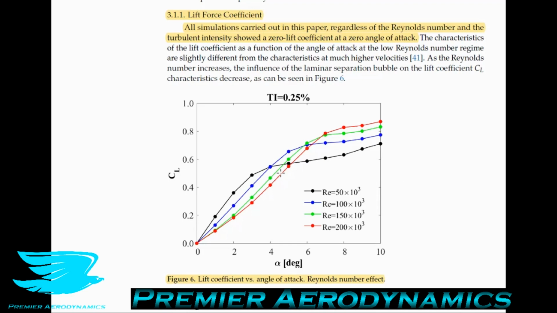The way that you do this is if the lift curve slope is linear, then you will not have an LSB forming. If it is non-linear, and in particular if it's higher than what it should be, then you will typically be having an LSB forming. So in this particular case, the black line, you can see it's not linear, it's a little bit curved, and it's also much greater than the other ones. That's because of the LSB forming.